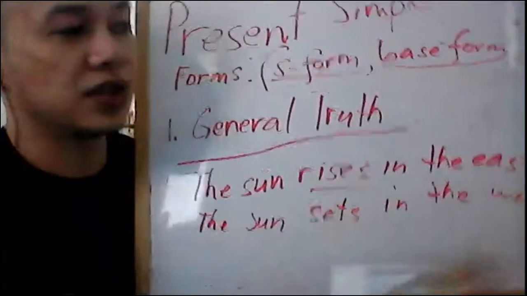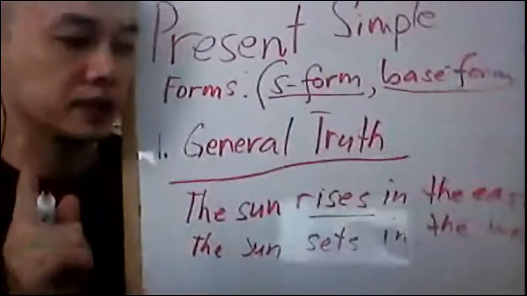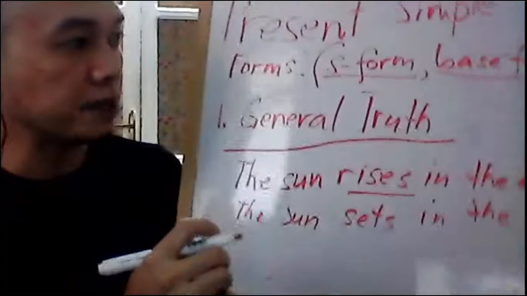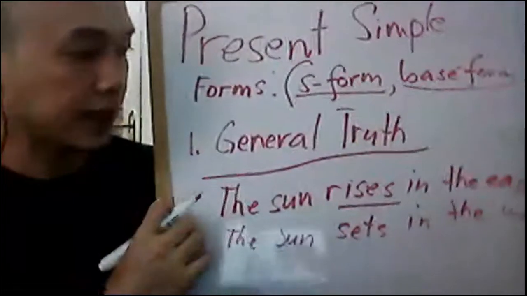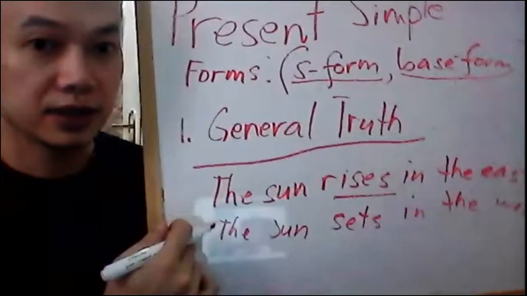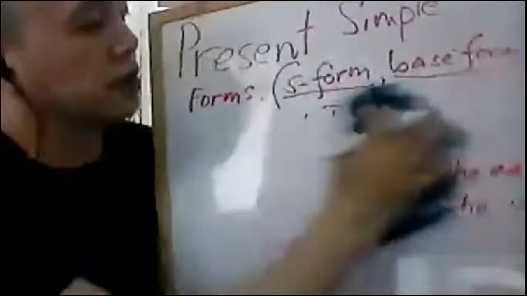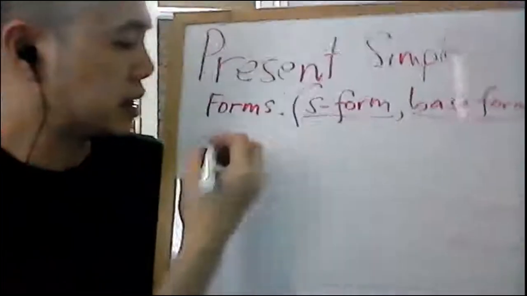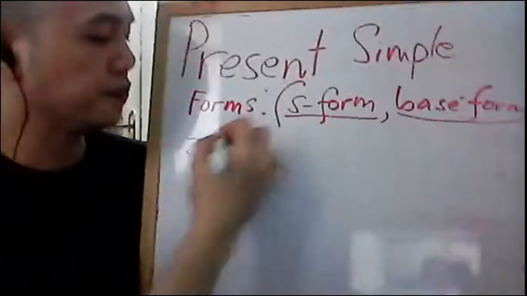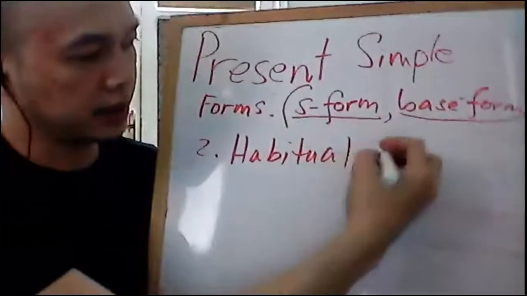This is general truth, okay? So that's one use of present simple. Another use of present simple is general truth. So anything true, you want to state it, use present simple. Okay, very good. Now, another one is when you want to state a habitual action.